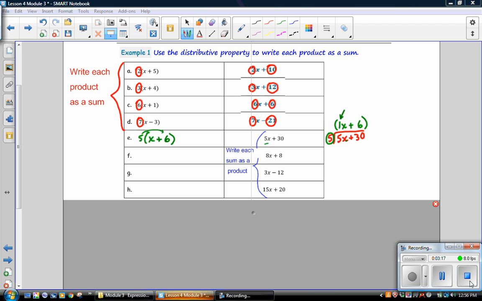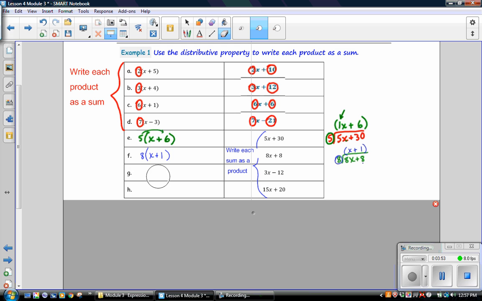In the next row, the common factor for 8 and 8 is 8. So we will be dividing by 8. 8 into 8x plus 8. So you can ask yourself, what would you have to multiply by to get the product? 8 times x would equal 8x, and 8 times 1 would equal 8. So the factors are 8 and x plus 1. 8 times the quantity, x plus 1, is equivalent to 8x plus 8.